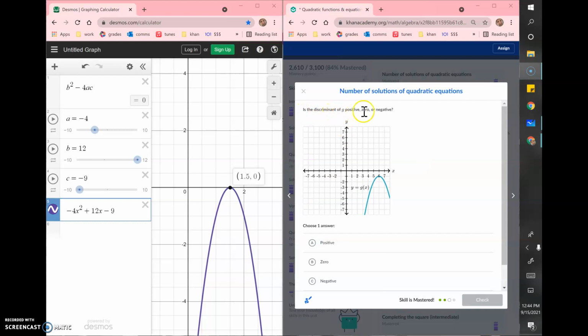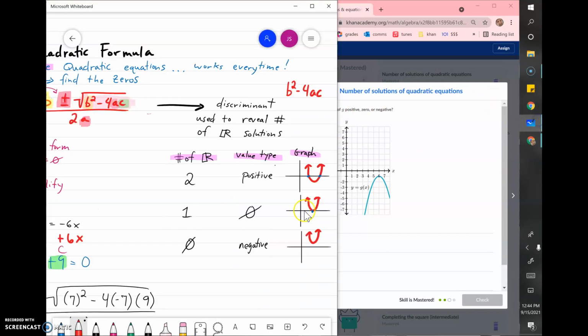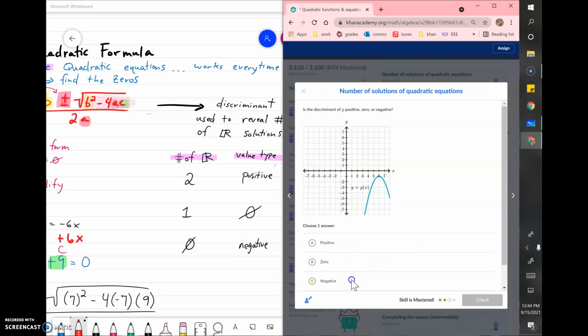Is the discriminant positive, 0, or negative? Going to my notes, and I'm looking at the graph. Okay, cool. How many times is it crossing the x? It's crossing none. Cool. If it's crossing none, then we would have a negative discriminant. Boom, done. Check negative, and pause because I can't hit the check button.